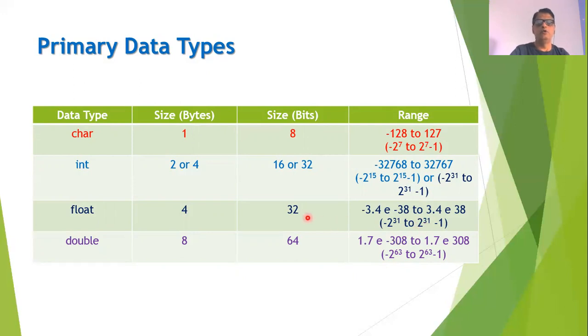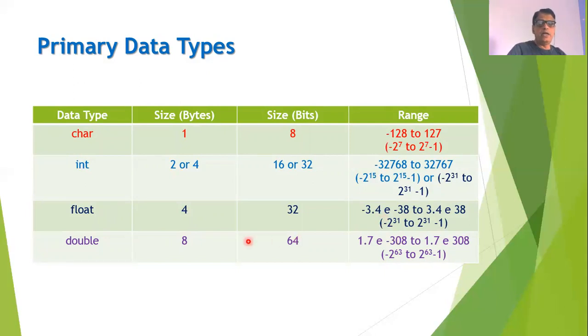So out of these 32 bits, 1 bit will be reserved for the sign, and the remaining 31 bits can be used for its value. So you will find that the range of the fractional numbers that can be handled by using float is huge. Now we have written this number in the form of E, where E stands for the exponent form. And when we write minus 3.4 E minus 38, it means that this number is minus 3.4 into 10 to the power minus 38.